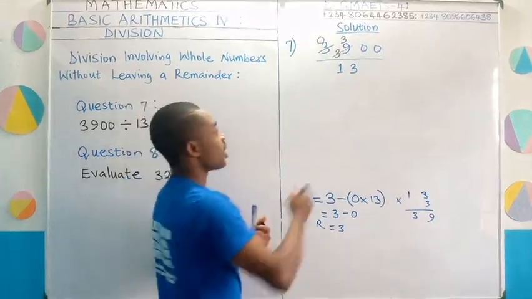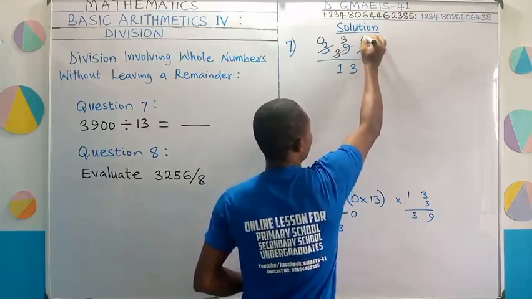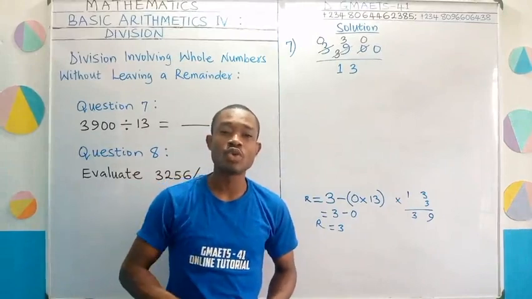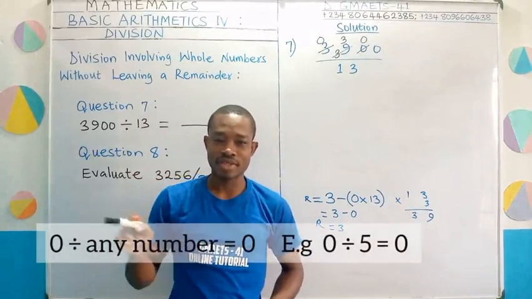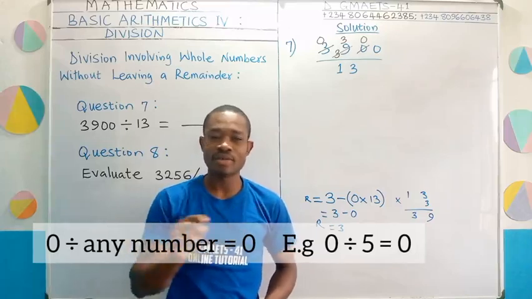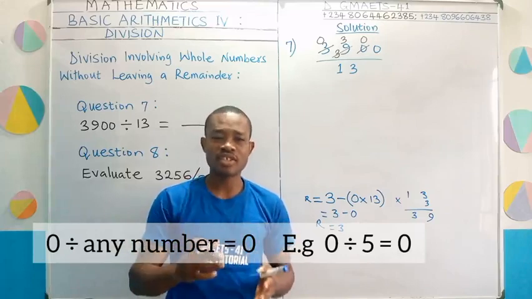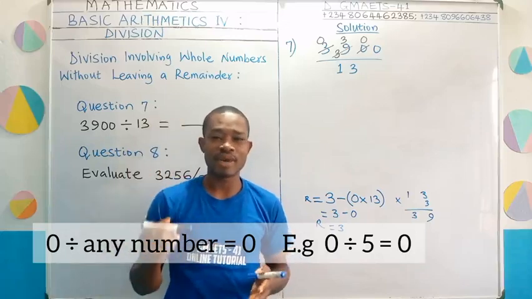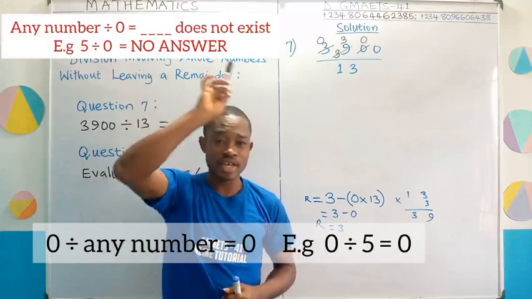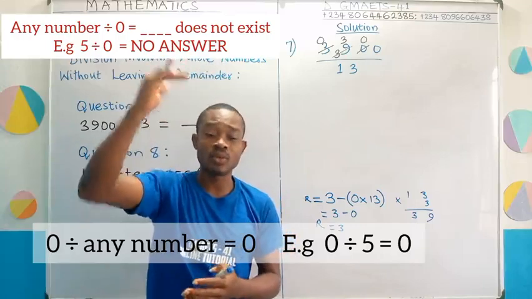We go again. We have 0. 0 divided by 13 will give you 0. Please take note. 0 divided by any number is equal to 0. Look at it. You can copy it into your notes. 0 divided by any number is equal to 0. But please take note. It is not the same as any number divided by 0. Any number divided by 0 does not exist. In fact, that is not a number. Are you following, right? So don't go mistake that one with this one.